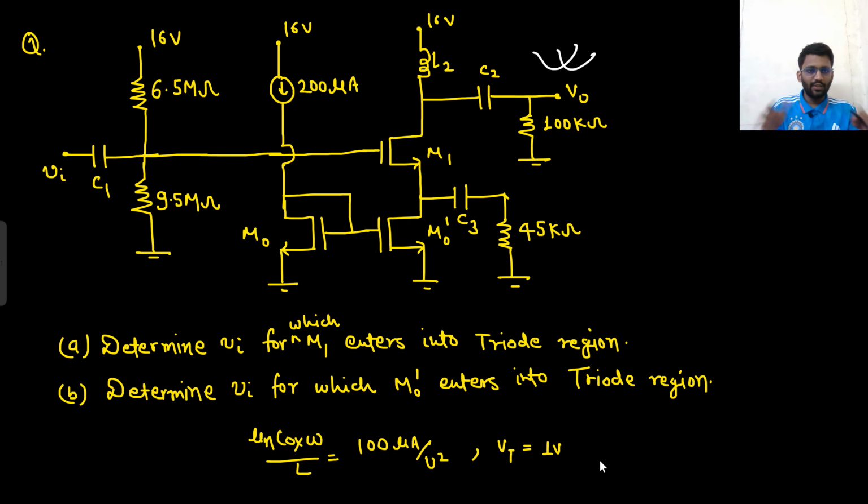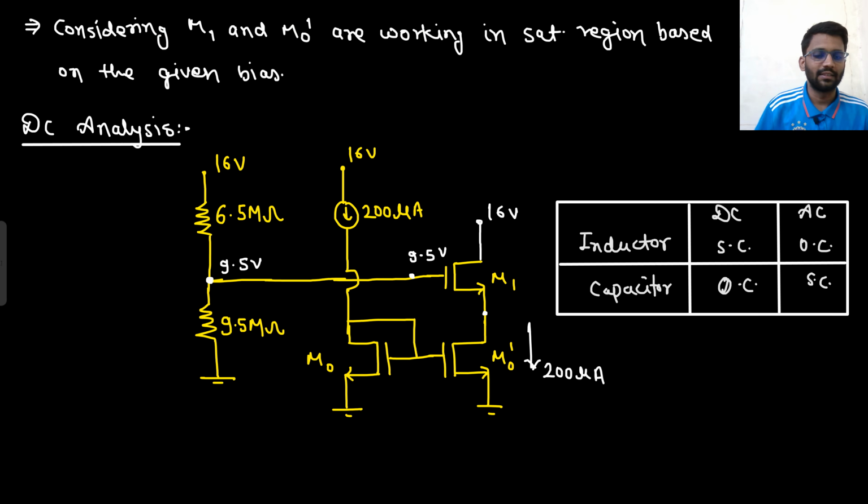First we got to know the DC value, we got to know it is working in saturation region. Now you are applying some V in, and at what value of V in will the transistor lose its saturation region? They will enter into triode region. At what value of V in? So this is the particular question that they are asking. So now we have to do the AC analysis. Well and good. Everything is crystal clear.